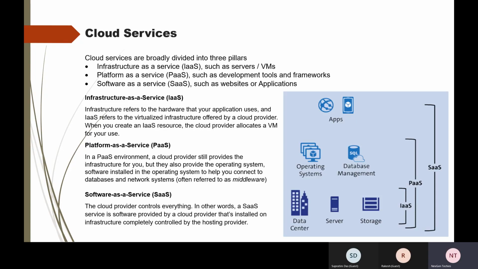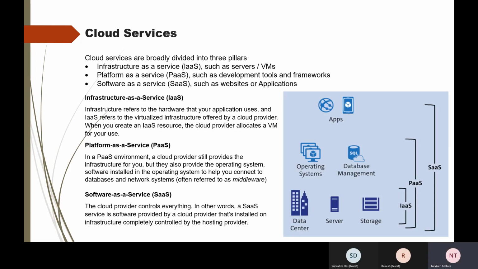So VMs or servers are part of infra as a service examples. Platform as a service, the examples are development tools and frameworks. Software as a service, the examples are websites or applications like Facebook, Google Cloud, Gmail, Google Drive. These are software as a service.